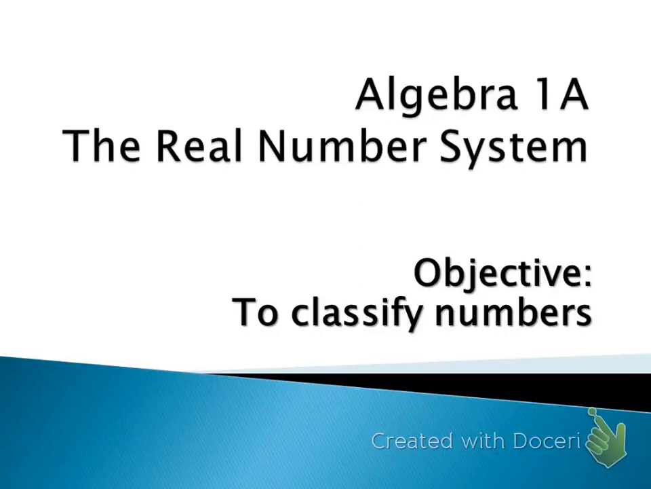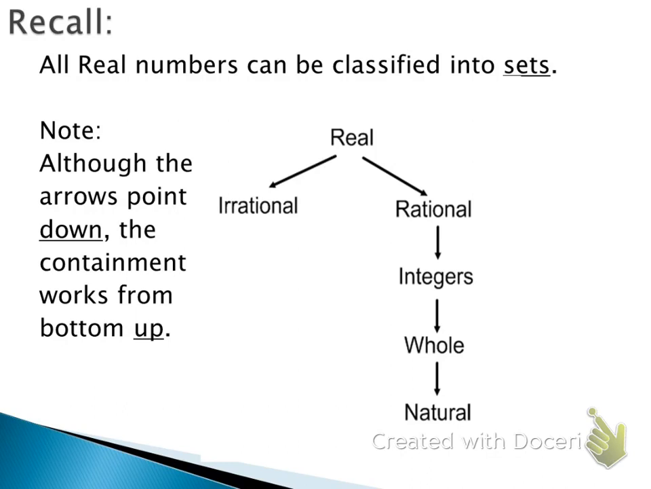All right, today we are going to review the real number system. Our objective is going to be to classify numbers. So recall, all real numbers can be classified into sets of numbers. Although the arrows on this chart point down, the containment works from bottom up, meaning that the set above contains the set below it. So the integers contain the whole numbers, which contain the natural numbers.